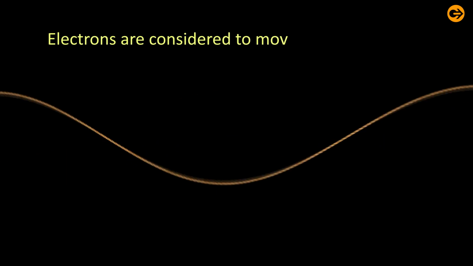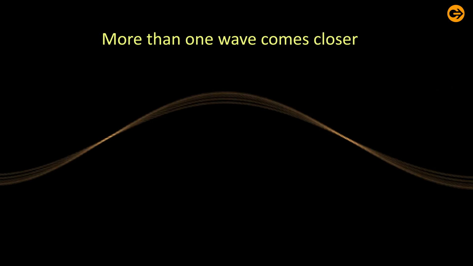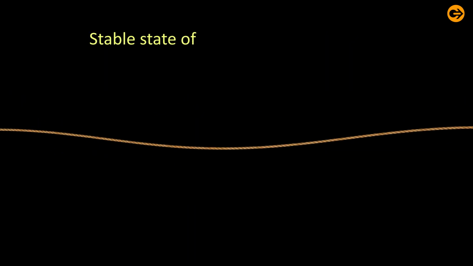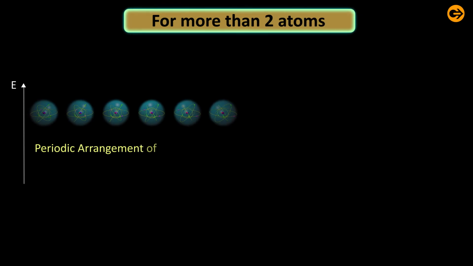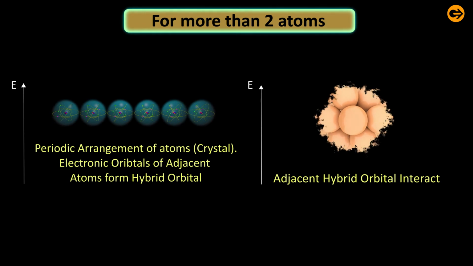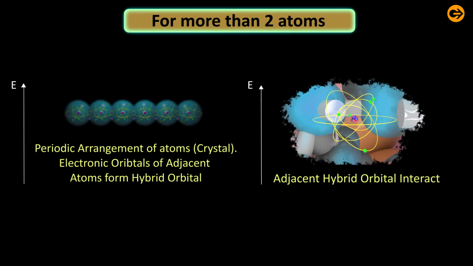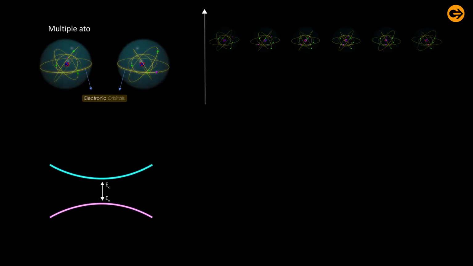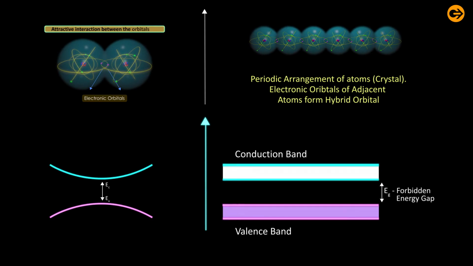Electrons are considered to move in the form of waves, and if more than one wave comes closer in phase, the result will be a stable state of wave within the crystal. Look at the periodic arrangement of the atoms within the crystal and the electronic orbitals of the adjacent atoms. After the formation of electronic bonding, the adjacent hybrid orbitals start to interact. At the end, when the formation of the valence band and the conduction band is done, the band gap occurs.